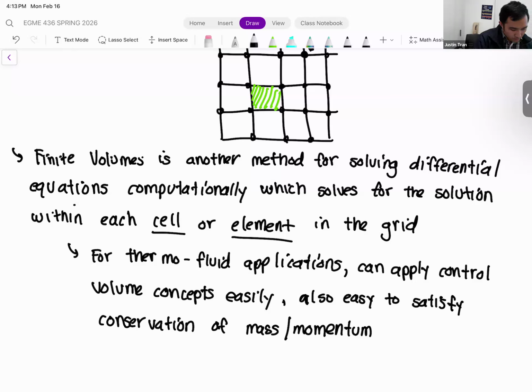Any questions on this so far? Okay. All right. So let's talk about the concept of a cell-centered finite volume.